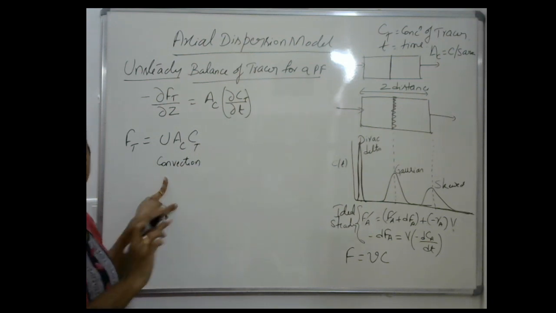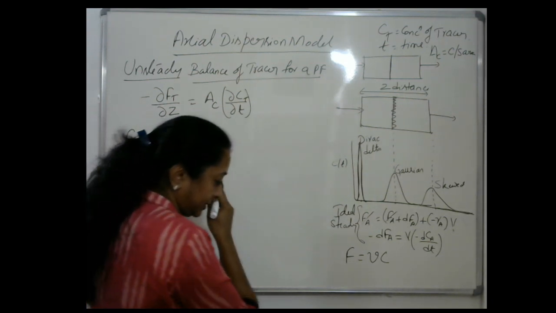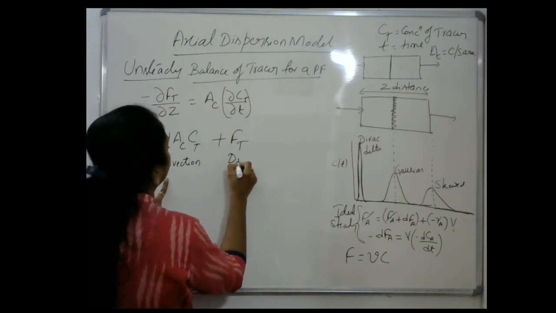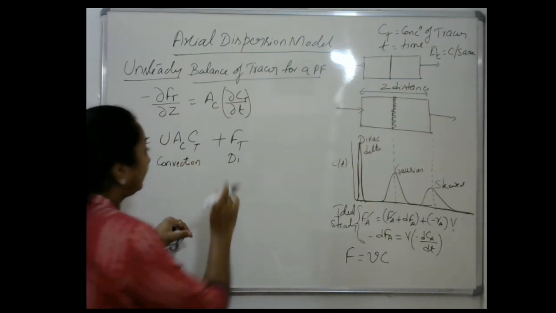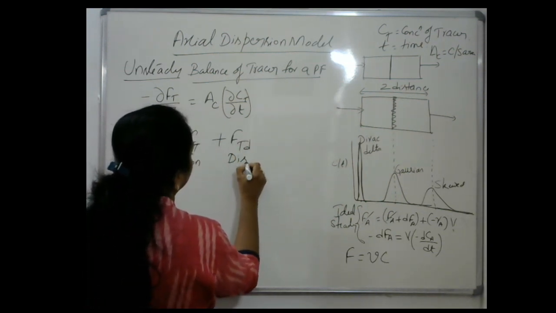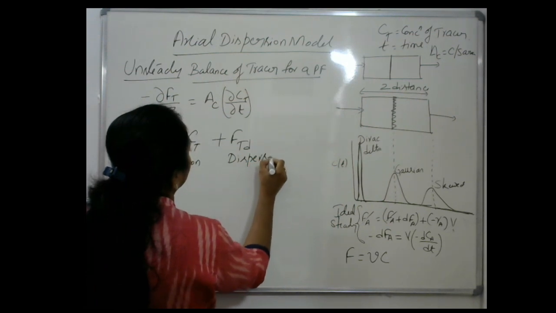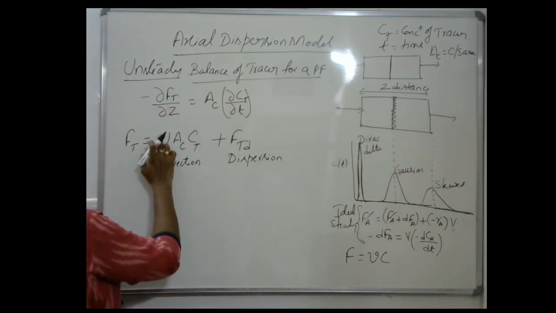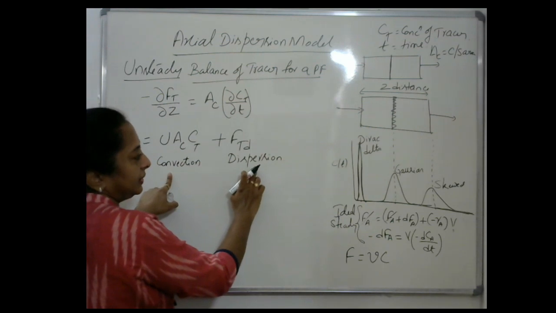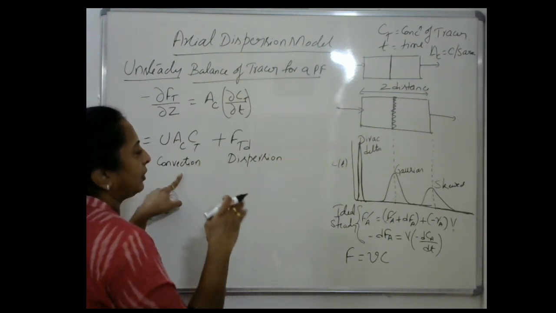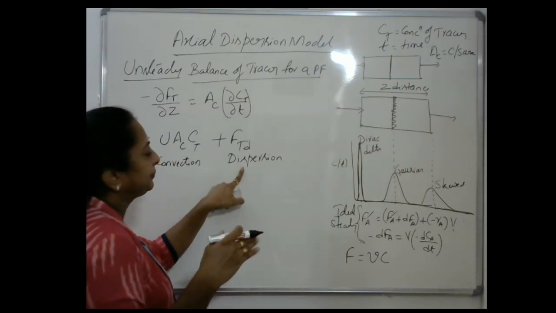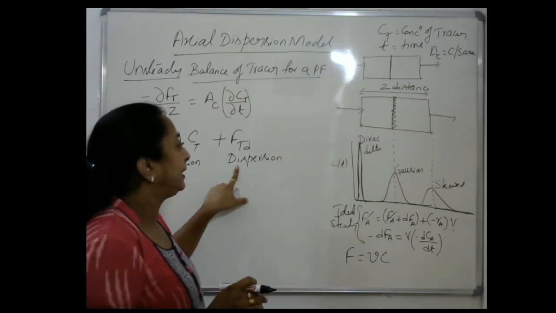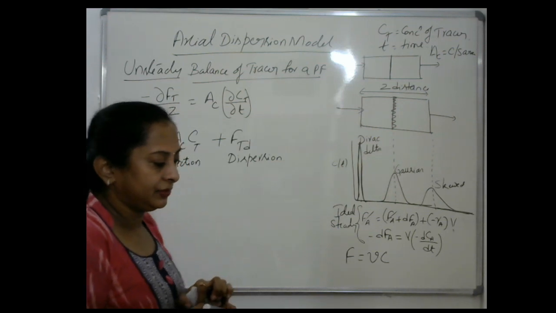But along with this convection, there is one more term here, which is due to dispersion. FTD, due to dispersion. So this Ft is due to convection as well as dispersion. Convection is due to variation in velocity, and dispersion is due to diffusion or diffusivity.